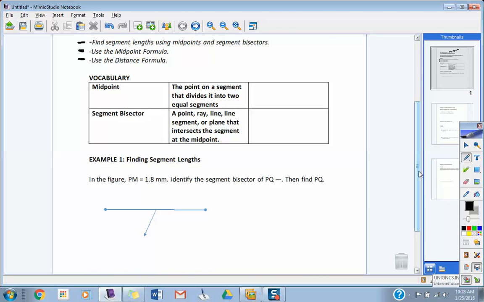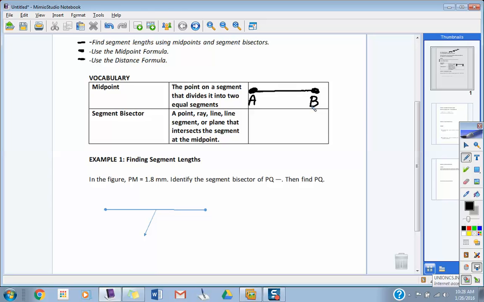Vocab-wise today, first one, midpoint. A midpoint is the point on a segment that divides that segment into 2 equal segments. So for instance, guys, you have a line segment, like so. Let's call that line segment AB. A midpoint is any point on that segment between A and B such that it divides A and B into 2 equal segments.